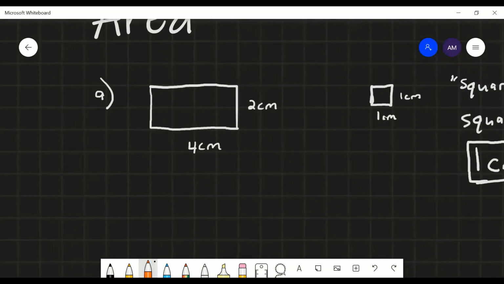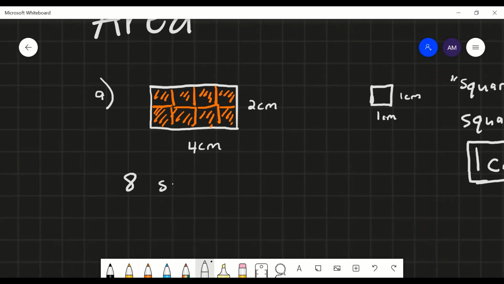I suppose we could count if we wanted to. So 4 centimeters means we can fit squares in here. Well, there's 4, and it's 2 centimeters tall, so we have another 4 up here. So that would be a total of 8 square centimeters, or 8 centimeters squared.